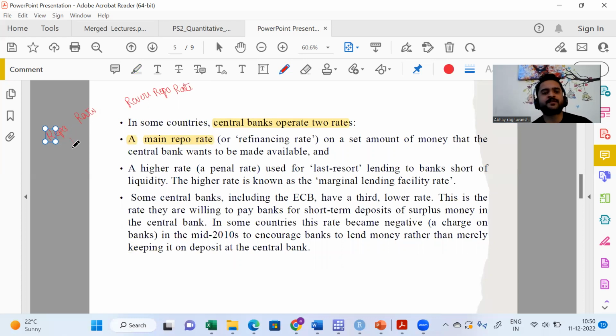So the repo rate is the rate at which commercial banks borrow from the central bank, and the reverse repo rate is the rate at which the central bank borrows from the commercial banking system.